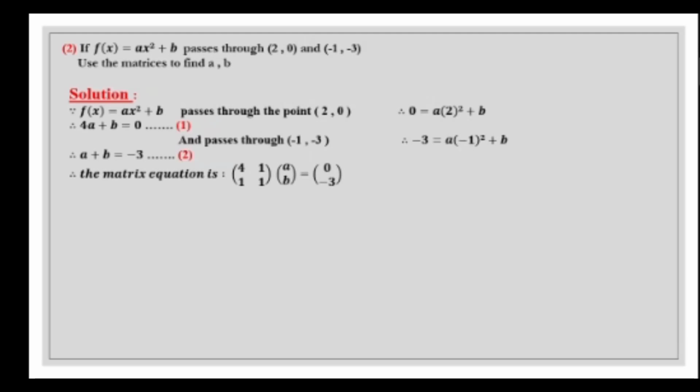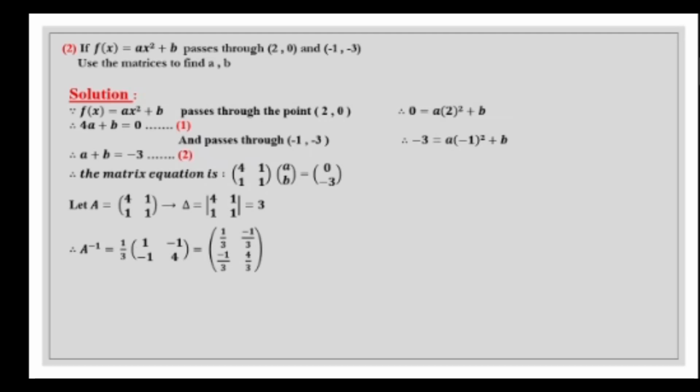The matrix equation of these two equations equals 4, 1 and 1, 1 multiplied by a and b equals the matrix 0 and -3. Let the matrix A capital equal the matrix 4, 1 and 1, 1. Therefore its determinant equals 3.